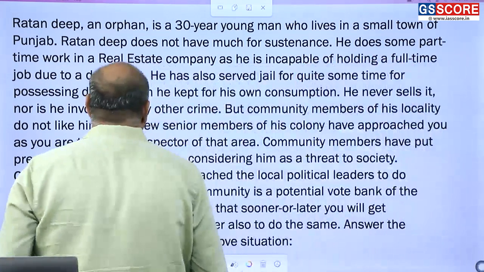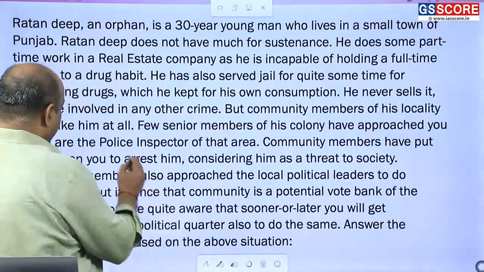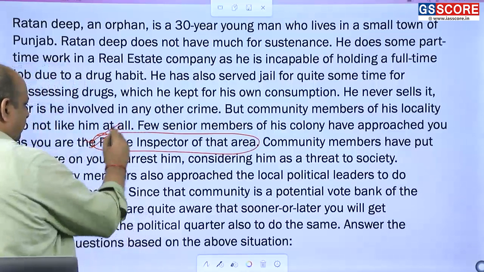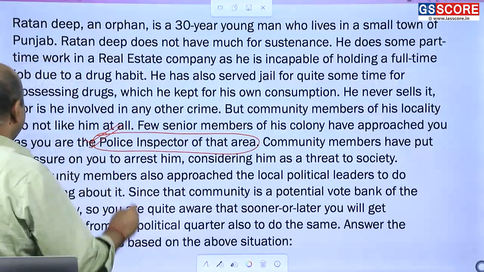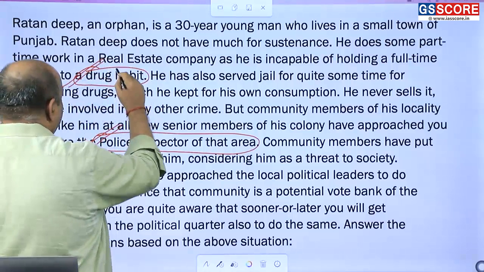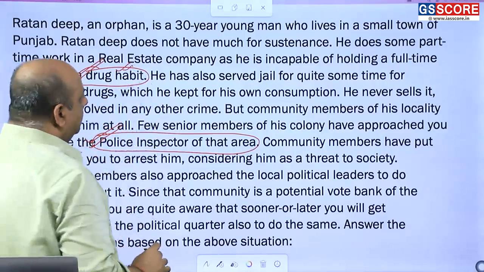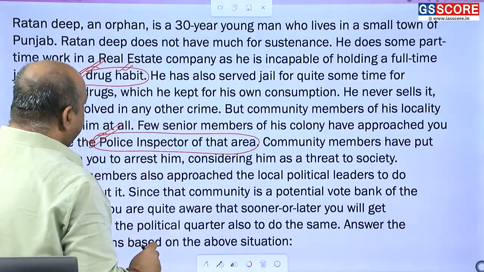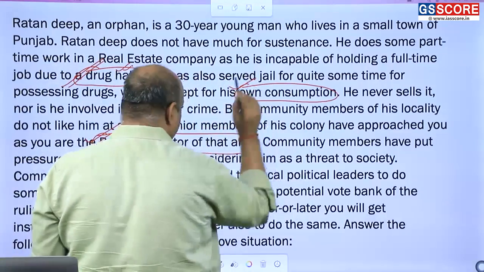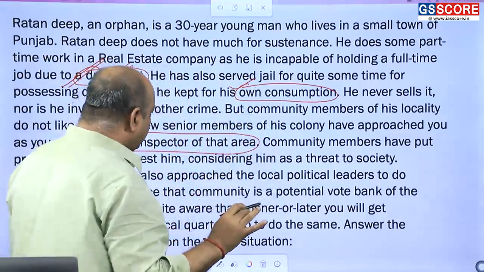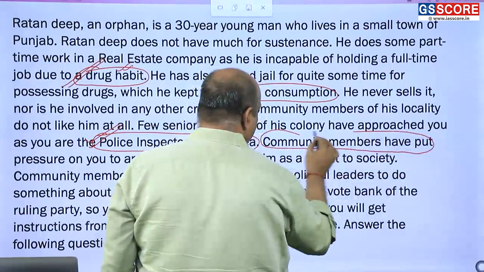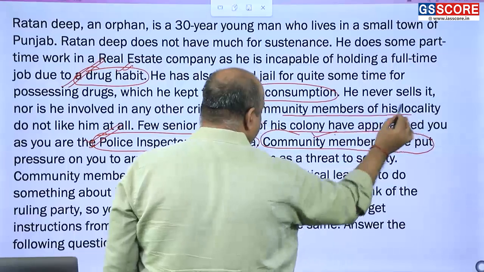Now, it's a typical case where you will find that you are the police inspector. So the first point is that Ratandeep has had a drug habit for quite some time, and it says for his own consumption. That's okay. This is another point. Now you see the demand of the community members, because the community members are from his locality.